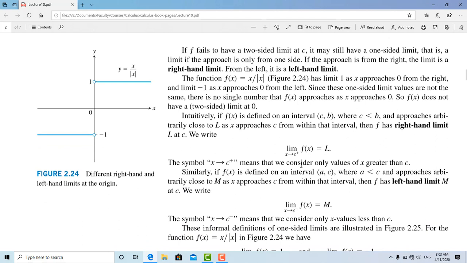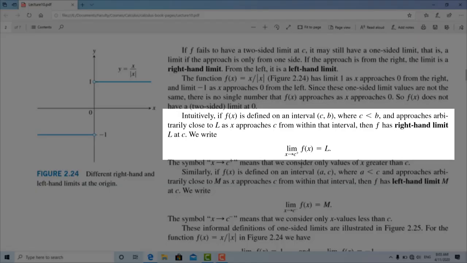Sometimes the function f can fail to have a two-sided limit at a point. It may still have a one-sided limit, that is, a limit if the approach is only from one side. If the approach is from the right, the limit is a right-hand limit. From the left, it is a left-hand limit.